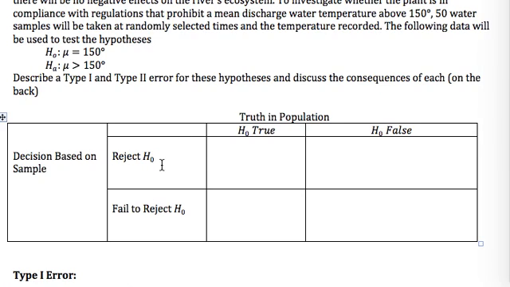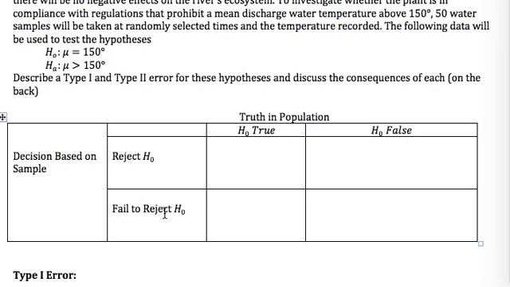What we might do after running the test is reject H sub 0 and say there's sufficient evidence to suggest that the temperature is higher than we thought. Bad news for the fish, if that makes sense. Or we could fail to reject H sub 0. We could say, we don't really have enough evidence to suggest that the water temperature is different than 150. Does that make sense to you guys? That creates 4 different scenarios of what could happen.